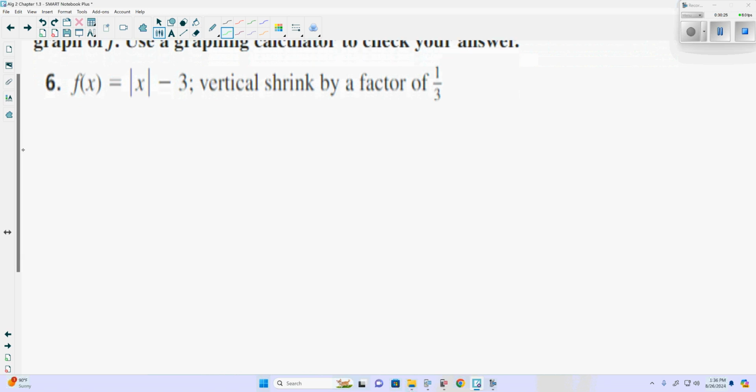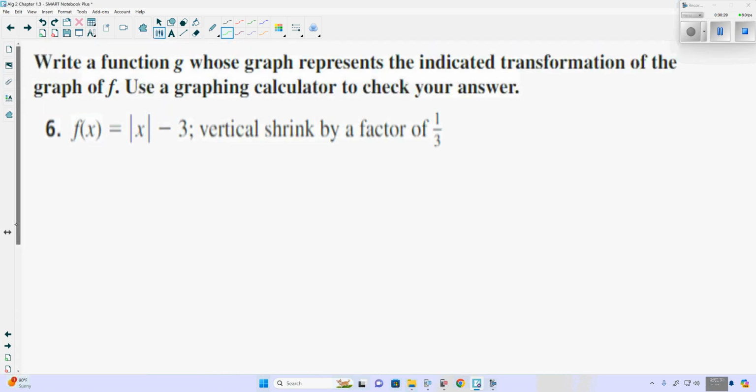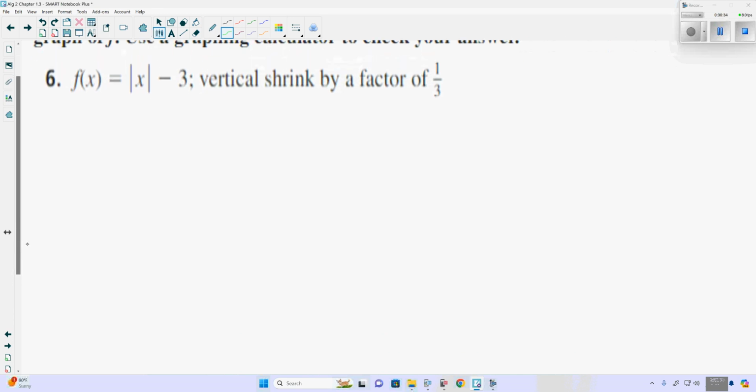So this one here. Write a function g. So they told us to use g of x for both of these here. Now this first one here, they give us the function f of x equals the absolute value of x minus 3. And we want to apply a vertical shrink by a factor of 1/3. So vertical stretch or shrink, just like the last one we did, is a times f of x.